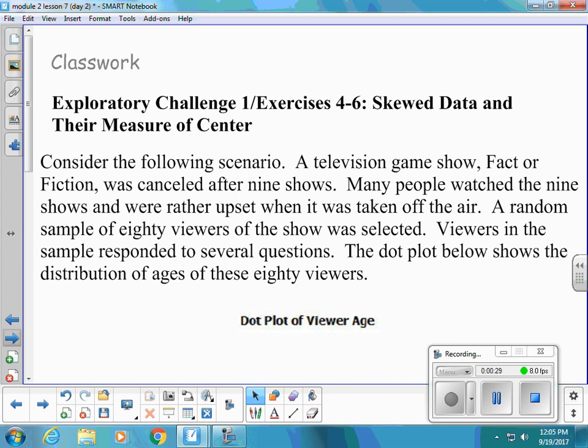Consider the following scenario. A television game show, Fact or Fiction, was canceled after 9 shows. Many people watched the 9 shows and were rather upset when it was taken off the air. A random sample of 80 viewers of the show was selected. Viewers in the sample responded to several questions. The dot plot below shows the distribution of ages of the 80 viewers.